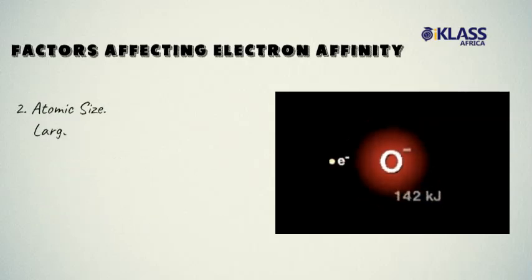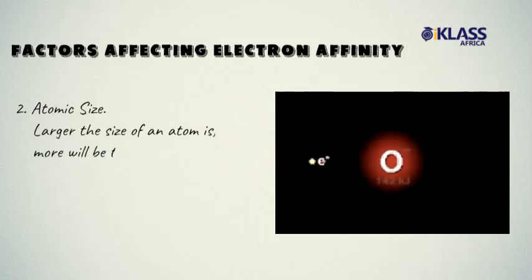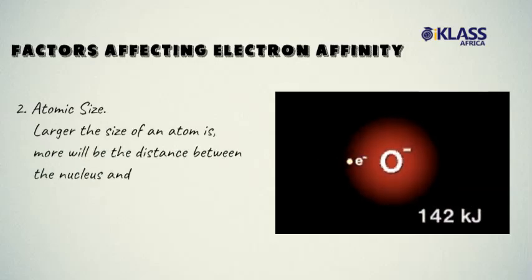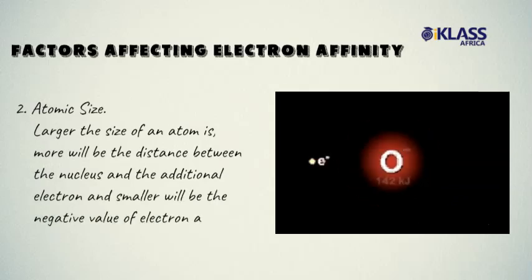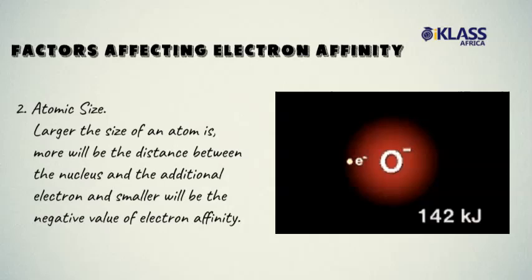2. Atomic size. Larger the size of an atom is, more will be the distance between the nucleus and the additional electron, and smaller will be the negative value of electron affinity.